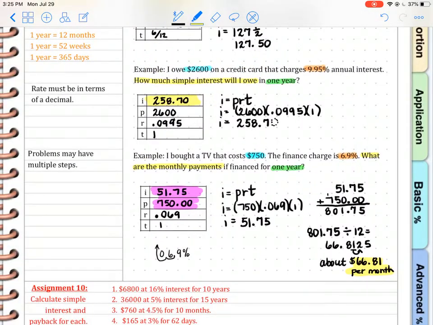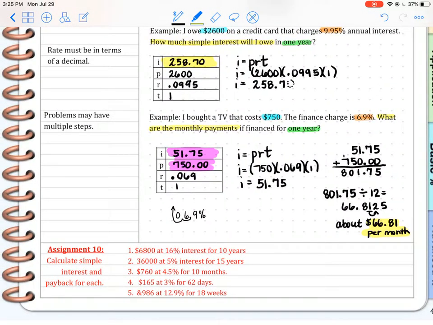Okay, I want you to stop your video and go ahead and try assignment 10 for me. This is calculate simple interest and payback for each. So I've given you 5 problems, but they each have 2 answers. And I will see you in the next clip to show you how to work those.